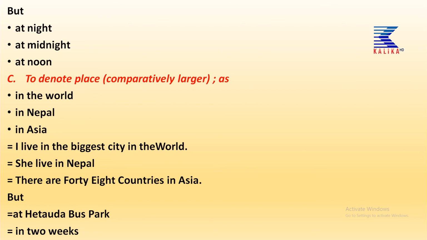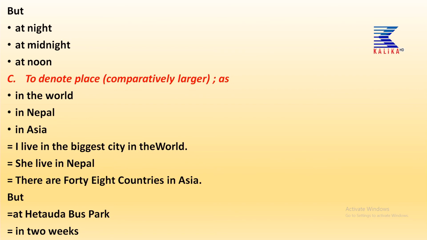Now next use of in, to denote places comparatively larger. For example, in the world, in Nepal, in Asia. The sentences are: I live in the biggest city in the world. She lives in Nepal. There are 48 countries in Asia. But children, we don't say in Hatora Baspar. We say at Hatora Baspar.